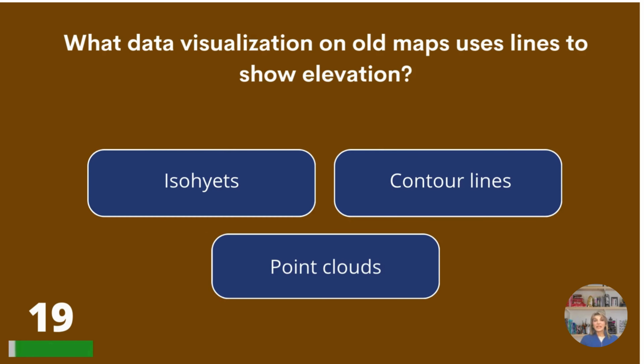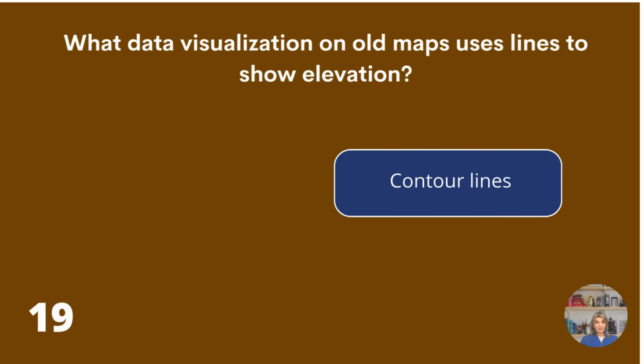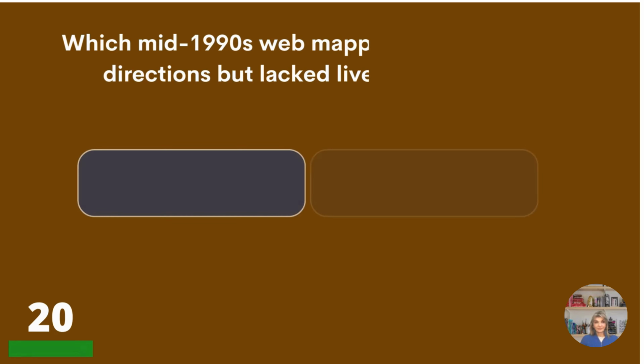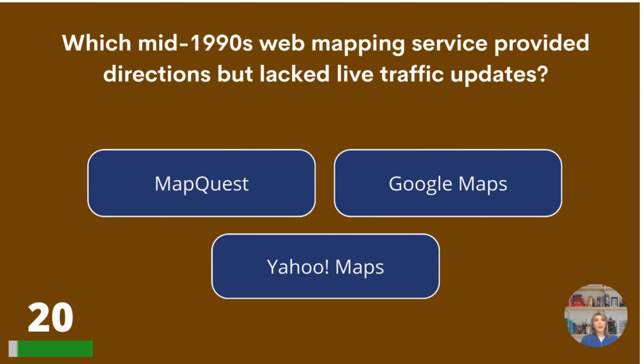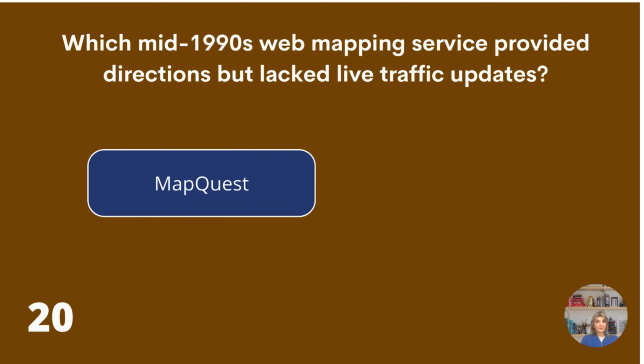What data visualization on old maps uses lines to show elevation? Isoheights, contour lines, or point clouds? Contour lines. Which mid-1990s web mapping service provided directions but lacked live traffic updates? MapQuest, Google Maps, or Yahoo Maps? MapQuest.